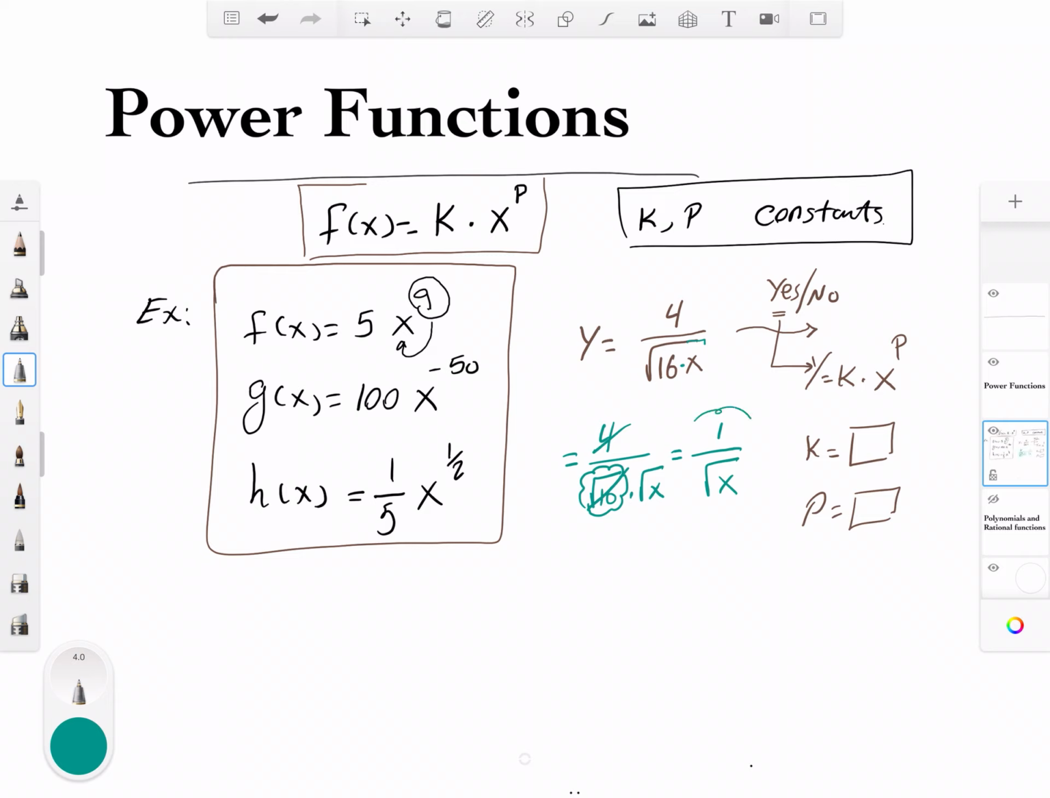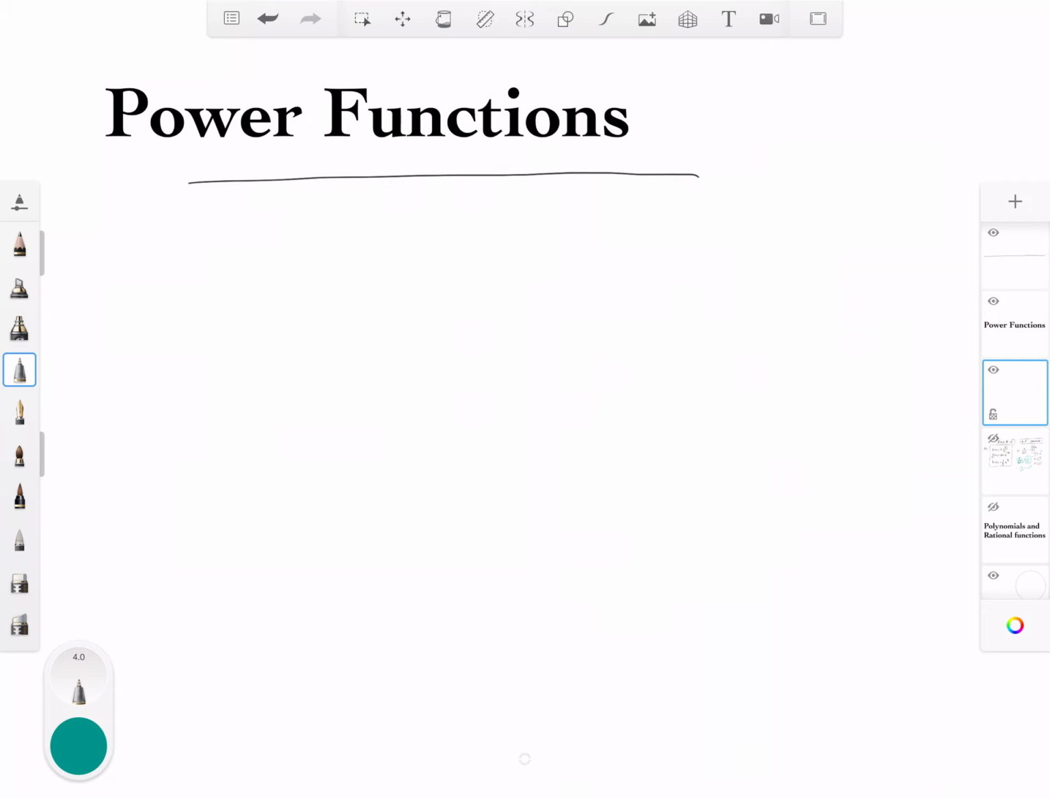So far, this doesn't look like a power function. But if instead of radical x, we write x to the power 1/2, and if I bring it up, it will be x to the power negative 1/2. So p will be negative 1/2, and k will be 1, because here is 1. So it is yes. Let's have another example.